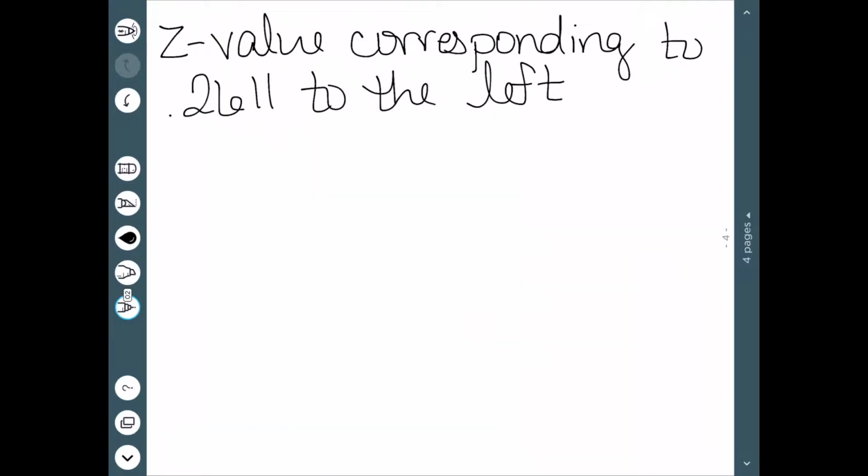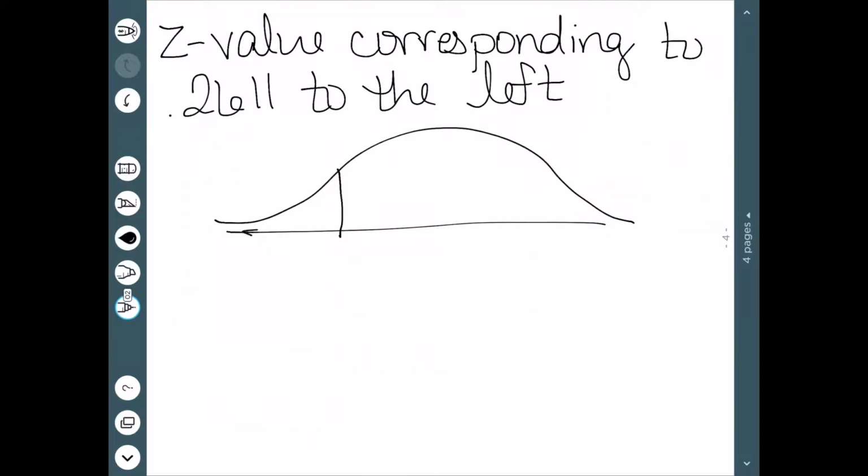Now that we've talked a little bit about probability, let's talk about going the other direction. What if we know the probability? This time we actually want to find the z-value corresponding to 0.2611 to the left. So if I draw a picture, essentially what I've said is that this shaded area to the left has an area of 0.2611, and this value right here, this z-value, is what I'm looking for.